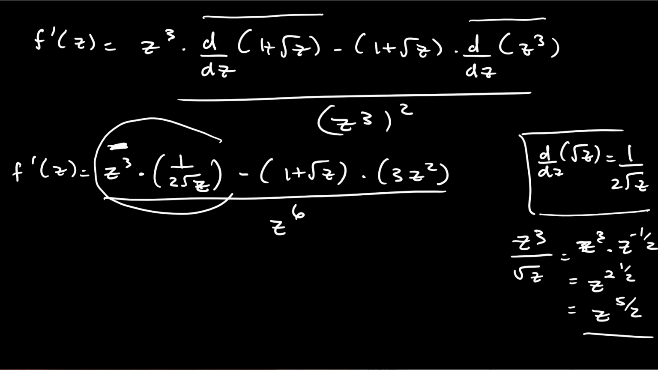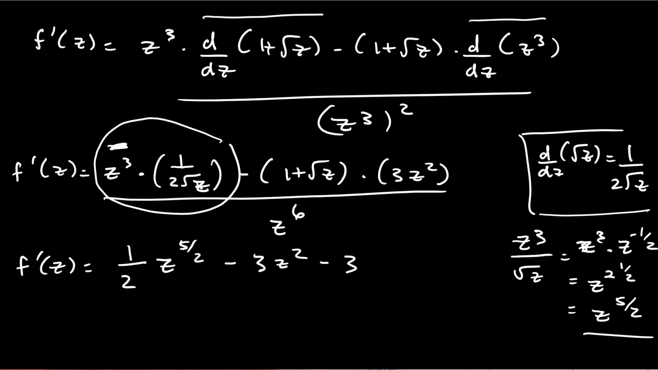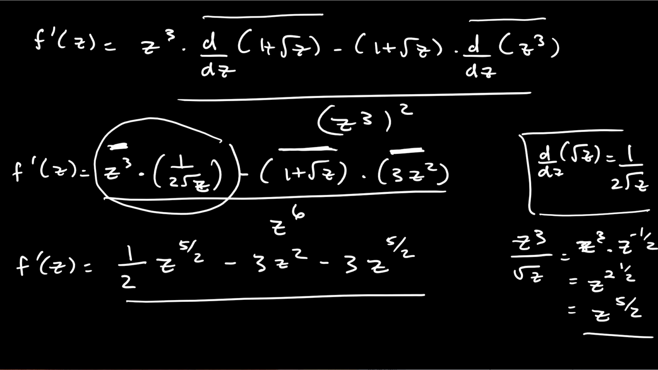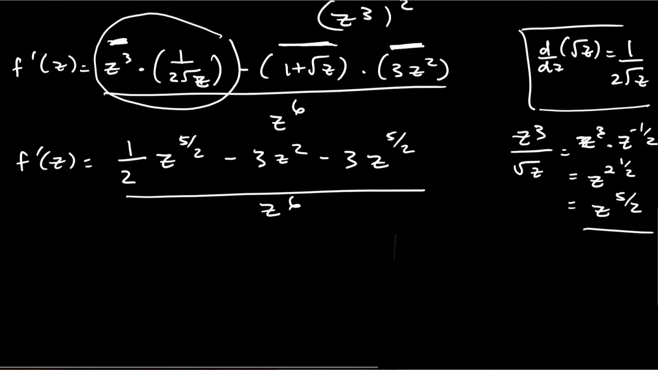So this term is going to be 1/2 z to the 5/2 minus, then we multiply this through, we have 3z squared minus 3. I'm multiplying this term by this term. And z squared multiplied by the square root of z is going to be z to the 2.5, which is 5/2, all over z to the power of 6.